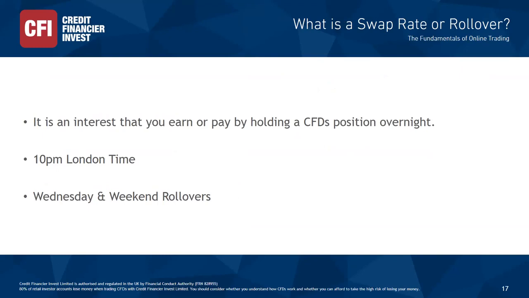Now, also guys, if you're going to be holding your position overnight, let's say, for example, right now, 6:30 p.m., you open a position of the pound sterling versus the US dollar, any position, whether it's the standard contract, the mini, or the micro contract, and you decide to hold that position until tomorrow, you will normally get charged an interest. That's what we call swap rate or rollover. It's essentially an interest that you earn or pay by holding a CFD position overnight. Usually it's 10 p.m. London time.